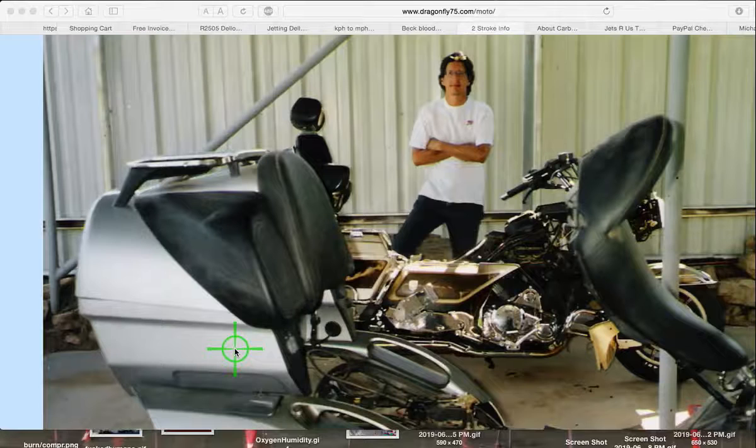Okay, I want to talk about the benefits of using a carburetor jetting calculator. First of all, it's an Excel spreadsheet and it is very easy to use. Let me show you.